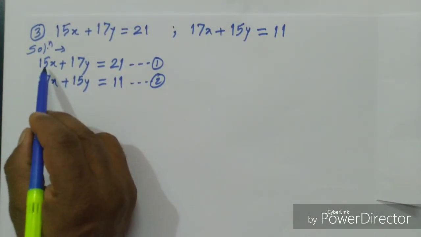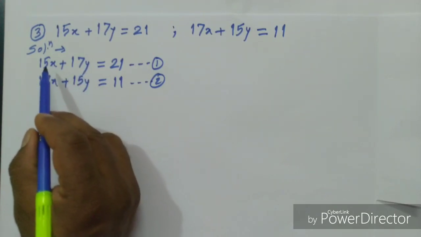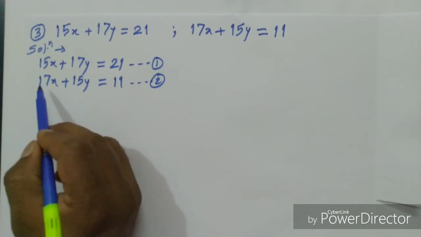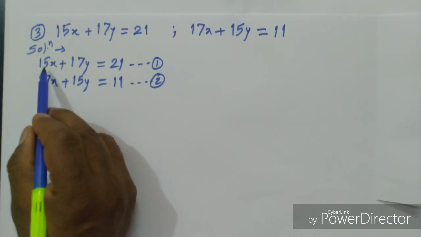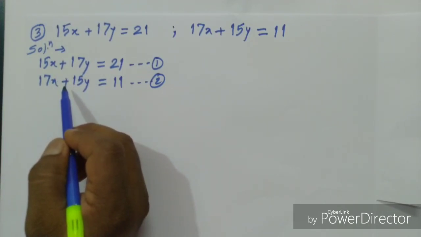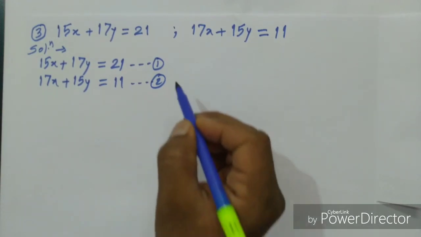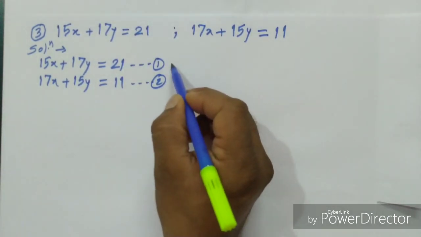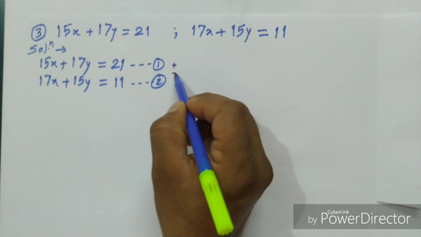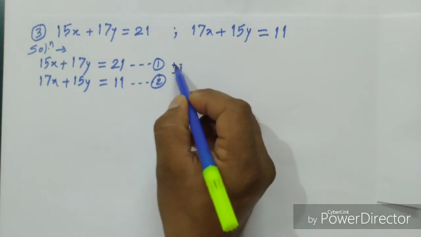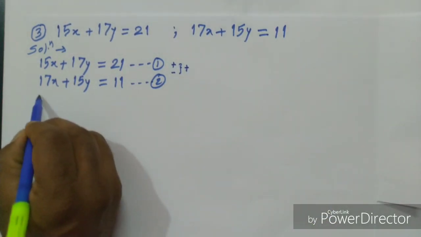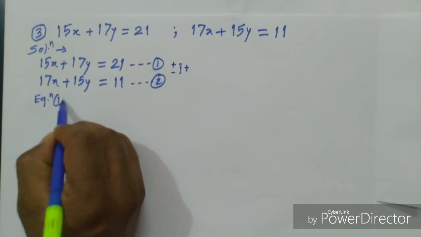Here the coefficient of x is 15 and the coefficient of y is 17. Both coefficients are interchanged in equation 2. Therefore, we can use the three-step method. First step is to add both equations. Second step is to subtract both equations, and getting two equations, then add. That is the third step. We can use the three-step method here.